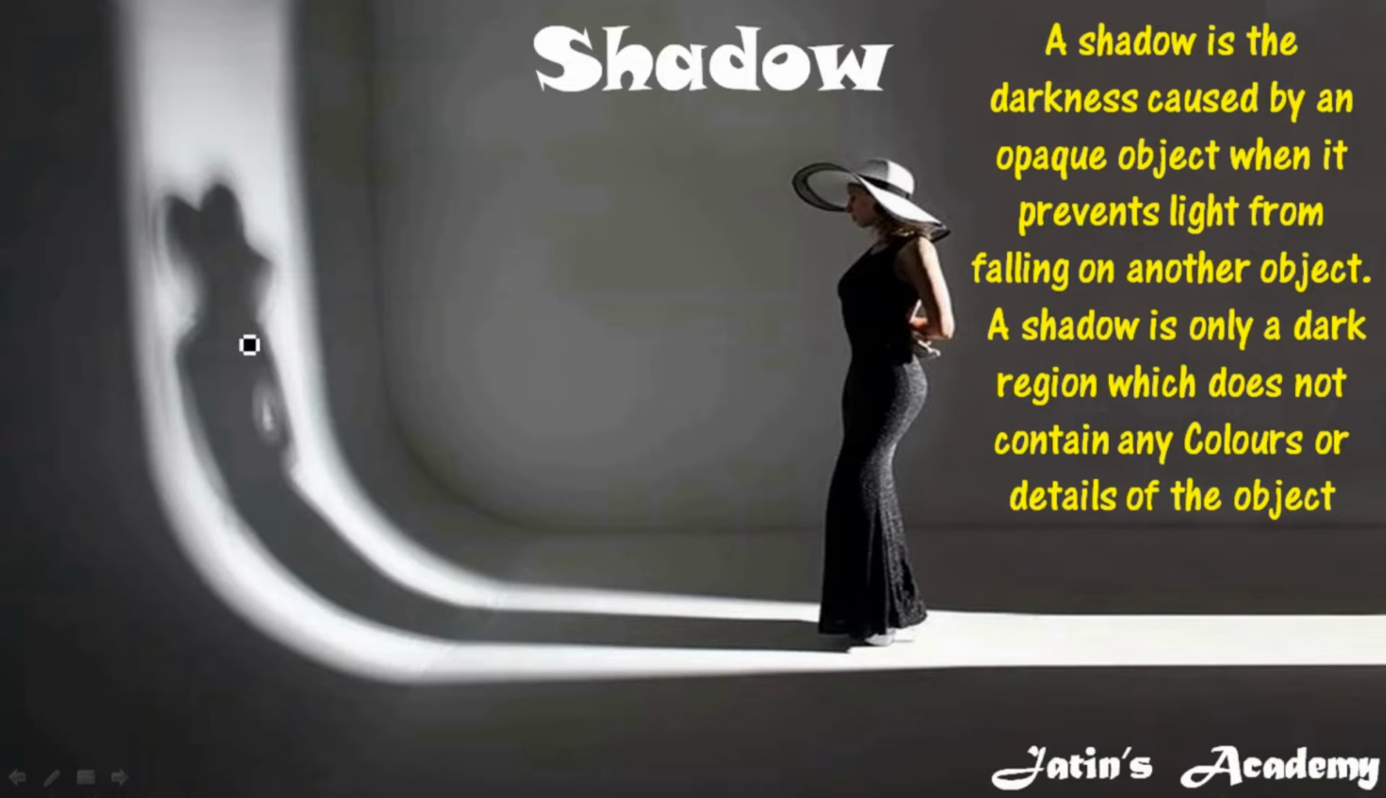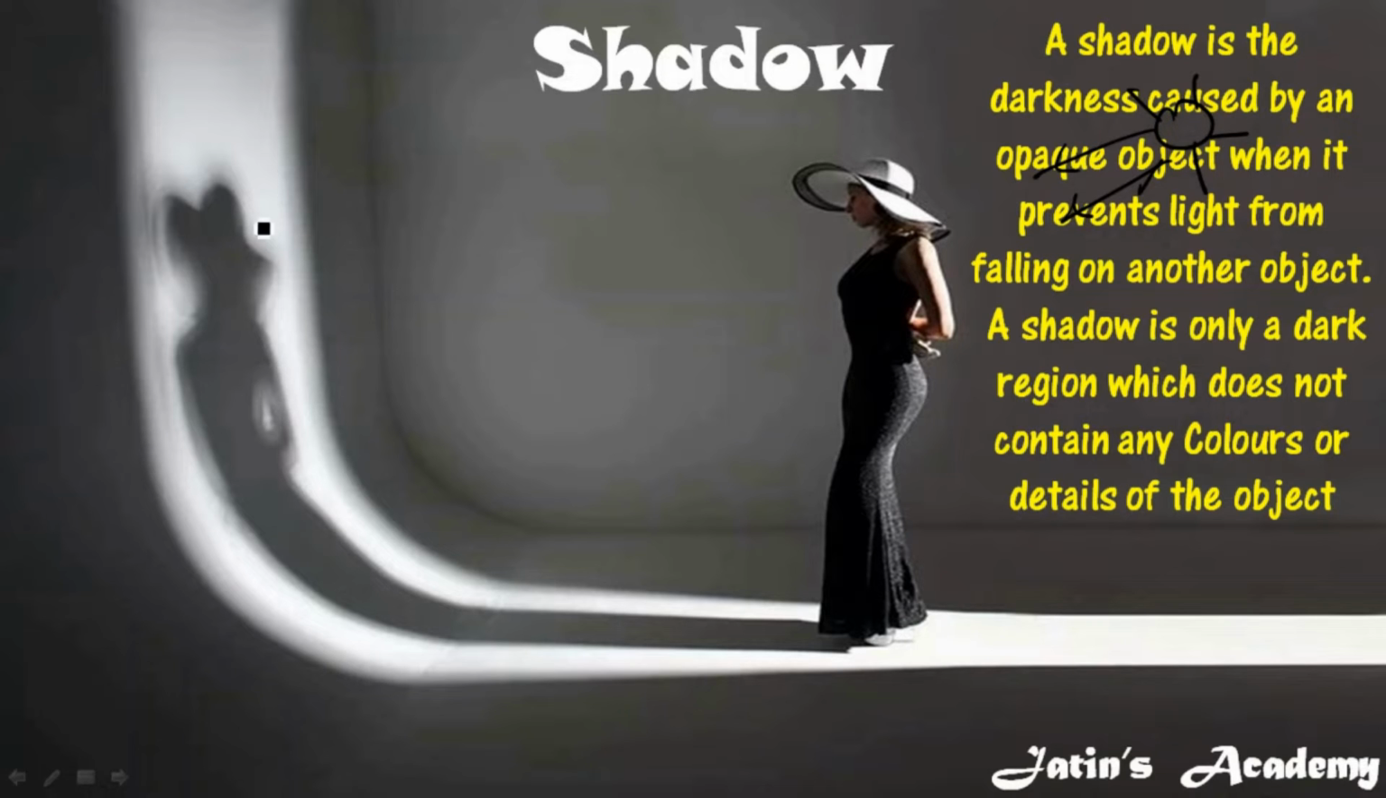Shadow is a darkness caused by an opaque object. For example, whenever we have a source of light and, in between, an opaque object is there, what will this opaque object do? The opaque object will block the light rays. It will not allow the light rays to pass through it. So whenever light rays are blocked by the opaque object, shadows form.